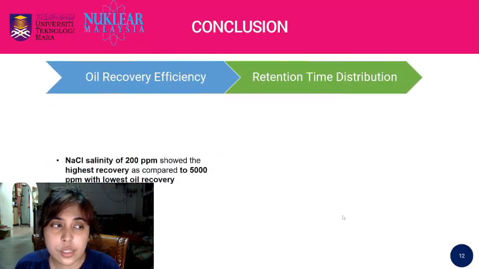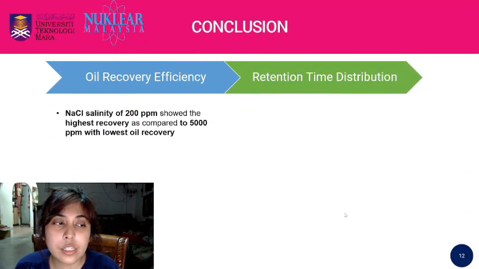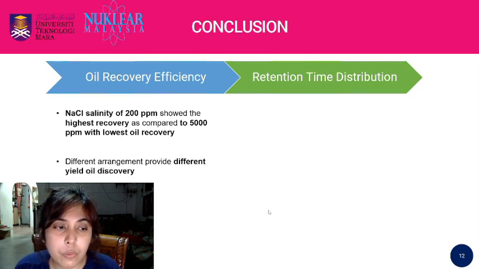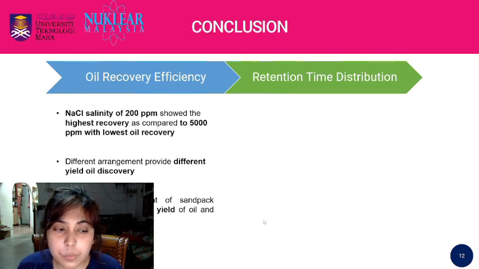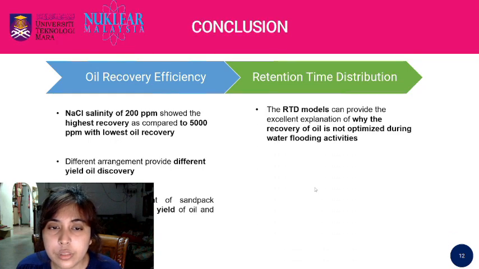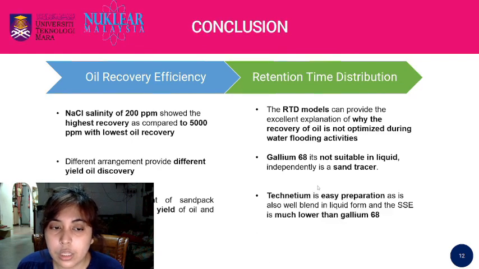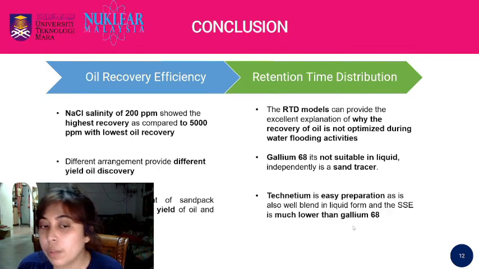As a conclusion, for oil recovery efficiency, sodium chloride salinity of 200 parts per million shows the highest recovery as compared to 5,000 parts per million with the lowest oil recovery. Different arrangements provide different yields of recovery. Horizontal arrangement of the sandpack column produces better yield of oil and utilization. The RTD model can provide the exact explanation of why the recovery of oil is not optimized during water flooding activity. Gallium 68 is not suitable in liquid and is a sand tracker. Technetium is easy to prepare as it also blends well in liquid form, and the SSE is much lower than gallium 68.